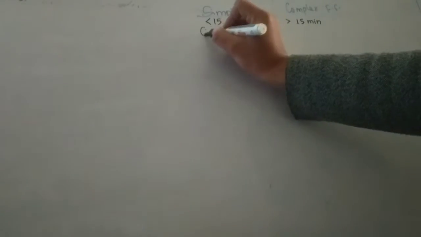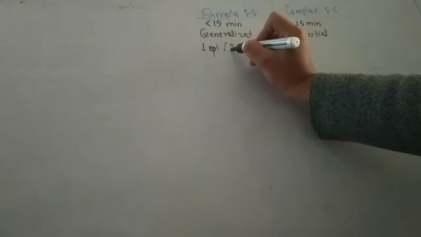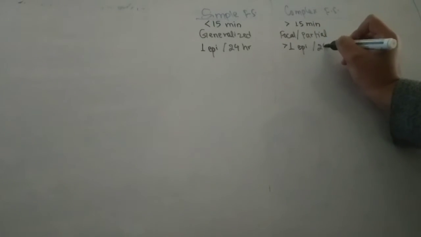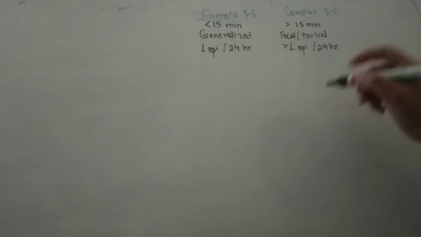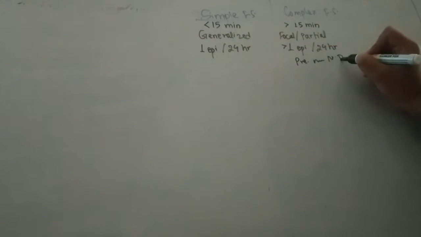In case of simple, it is a generalized type of seizure involving the whole body. However, in case of complex, it is focal or partial involving only one part of the body. And in case of simple, as we have discussed, it is less than 15 minutes, it is generalized, and there will be only one episode in a 24-hour time frame. However, in case of complex, there will be more than one episode in a 24-hour time frame. And the criteria to be kept in complex febrile seizure include, like, previous history of neurodevelopmental delay.